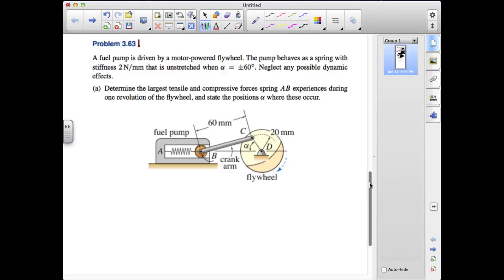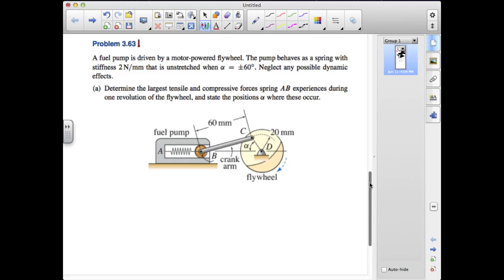As a second example, we have a problem involving a fuel pump driven by a motor-powered flywheel. We're told the pump behaves as a spring with stiffness 2 newtons per millimeter that is unstretched when alpha is equal to plus or minus 60 degrees. We'd like to know the largest tensile and compressive forces spring AB experiences during one revolution of the flywheel and state the positions alpha where these occur.